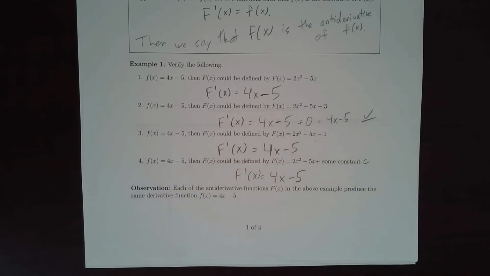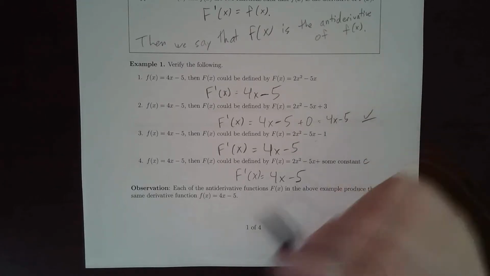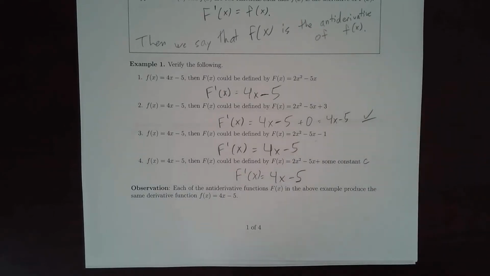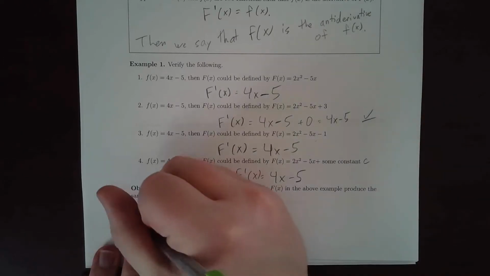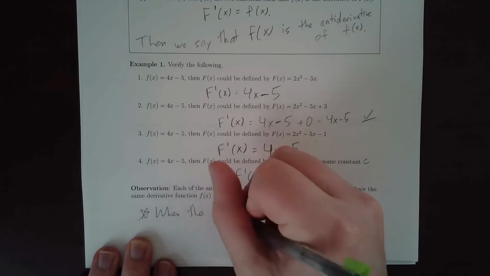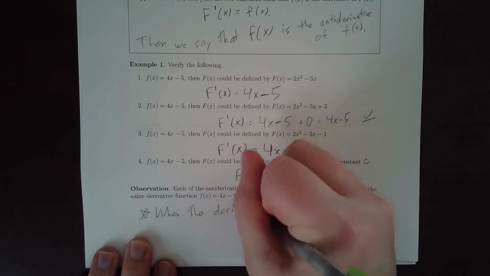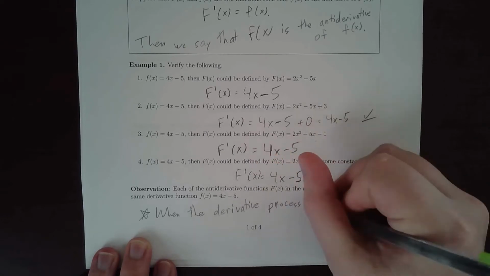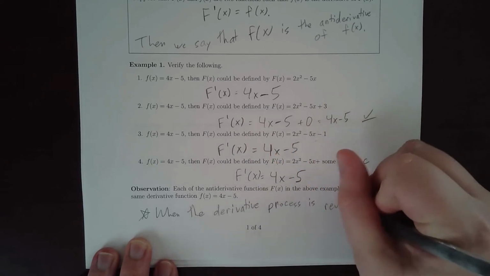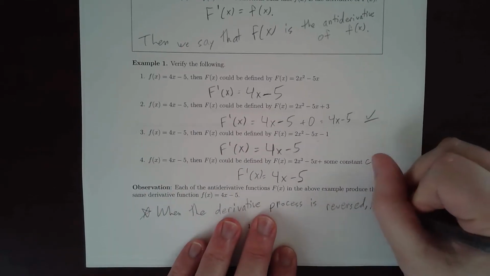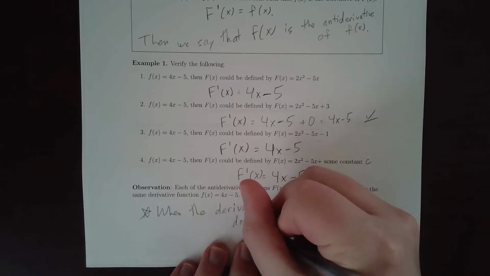So what we're noticing here is that just because when we take the derivative of a function we get something unique, if we take the antiderivative, that doesn't necessarily give us one unique answer. So when the derivative process is reversed, you don't get a unique answer.